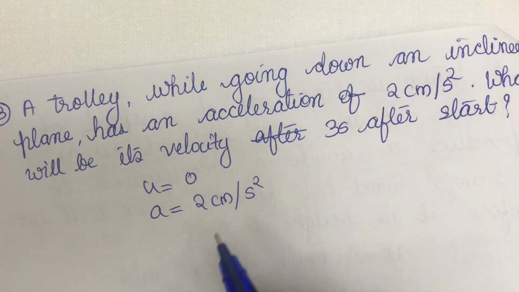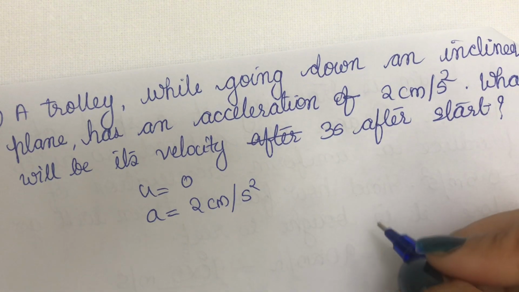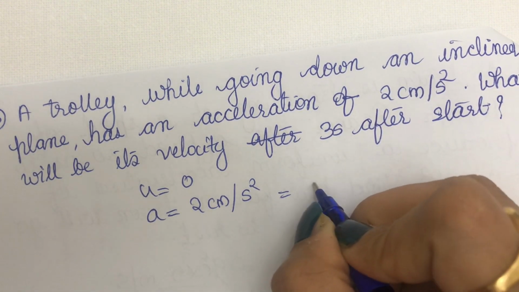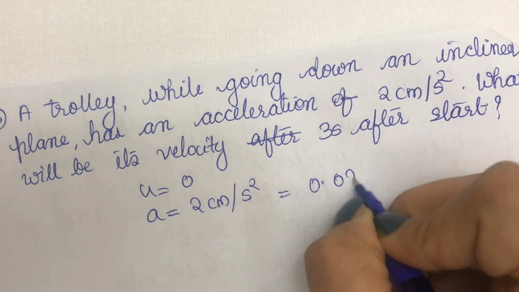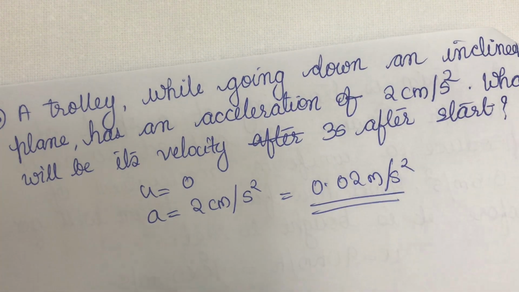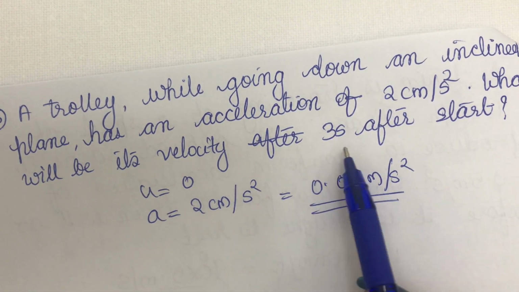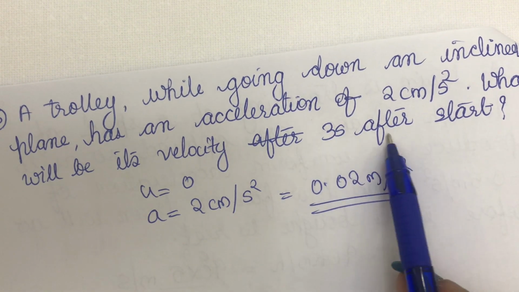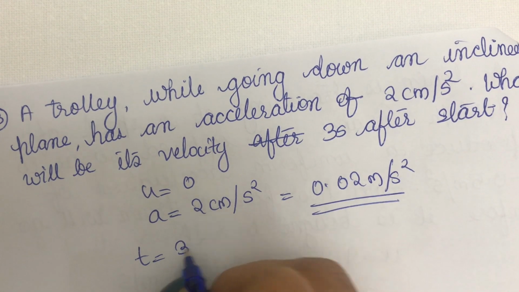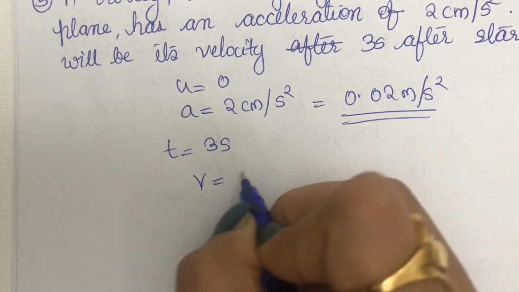Here centimeter is given, so we have to convert that to meter. How will we convert? 2 divided by 100. Okay, so 2 divided by 100 is what? 0.02 meter per second square. So this is our acceleration. And then what we have? What will be the velocity after 3 seconds? After 3 seconds after the start. So time is given as 3 seconds. We have to find what? We have to find the final velocity.